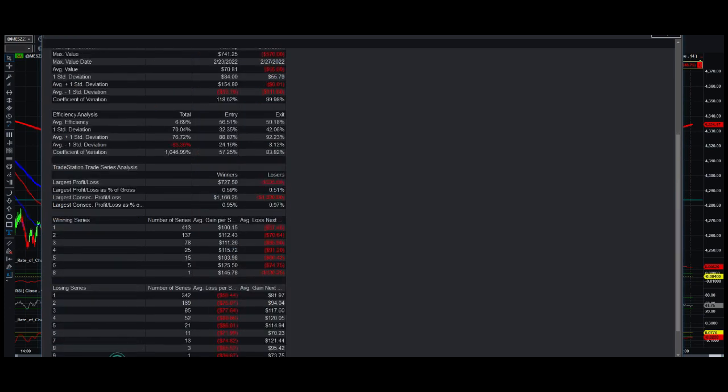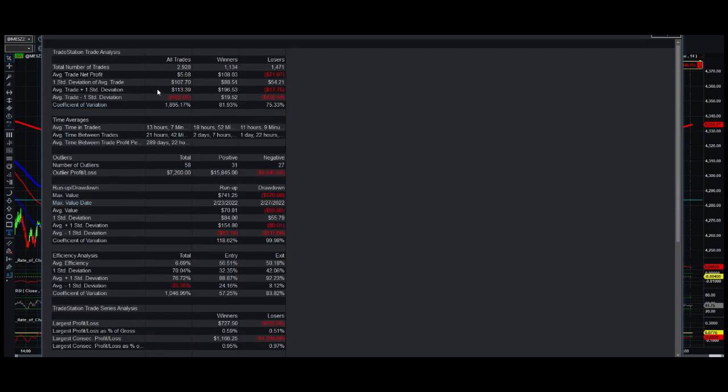You do trade analysis. The second tab here, you can see exactly what I mean. Total number of trades, 2,928. Winners, 1,134. Losers, 1,471. But the winners, they give you more money, 108.03 versus the losers, 71.97. That's what I care about, right? To make my winning trades more successful or more profitable.